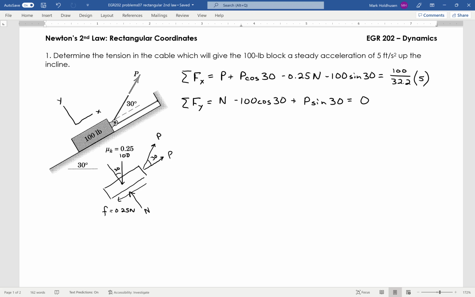Okay, and what I have here is two equations, two unknowns, right? The only unknowns I have are P and N. Okay, so once I have this set up, now I can just solve two equations, two unknowns. I'll let you do that on your own, and you can recognize that the force is 43.8 pounds.